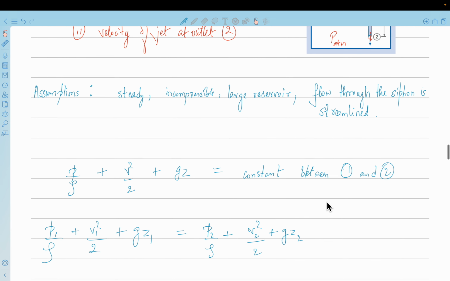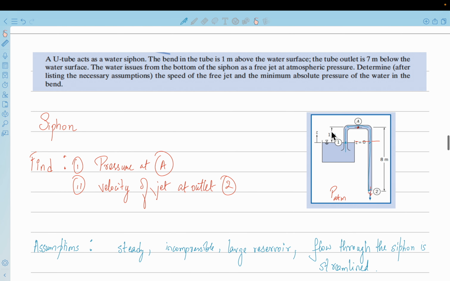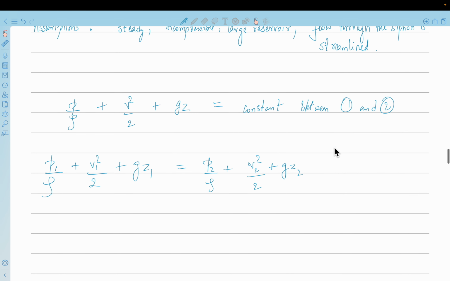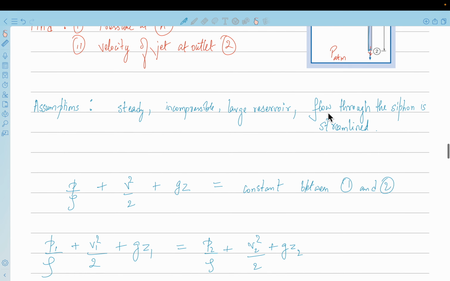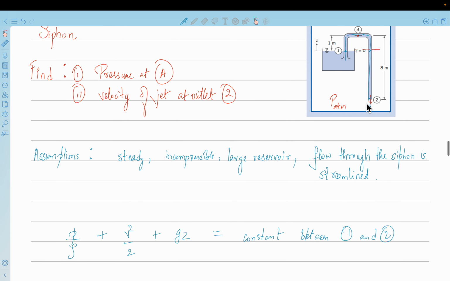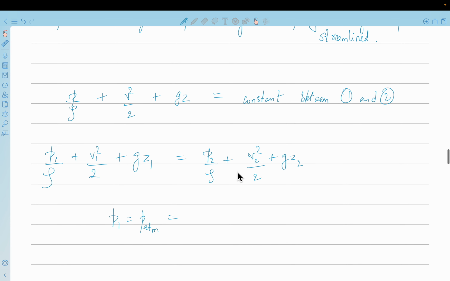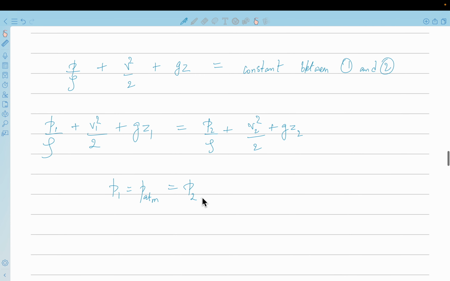Okay. Now what is P1? P1 is the pressure experienced at this location. It is open to the atmosphere, so P1 is the atmosphere, and at 2 also it was given that the siphon opens into the atmospheric pressure, right? So this is also known. P1 and P2 both are P atmosphere.